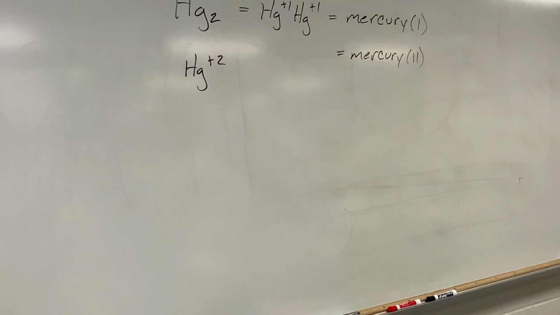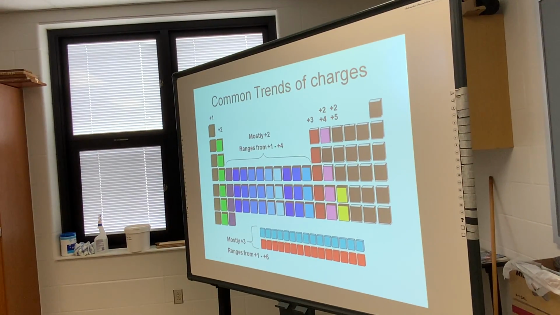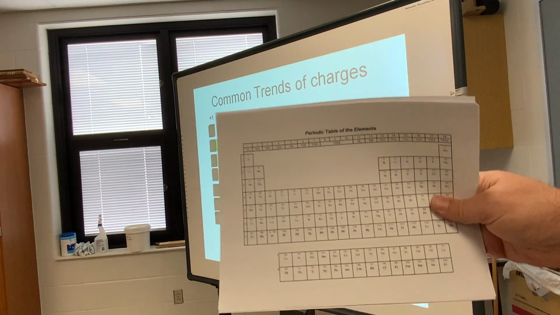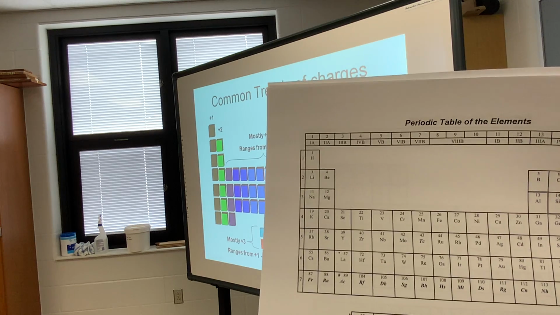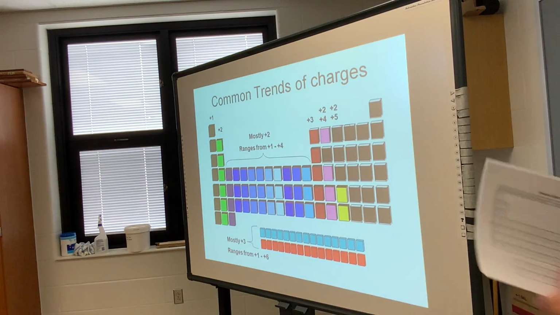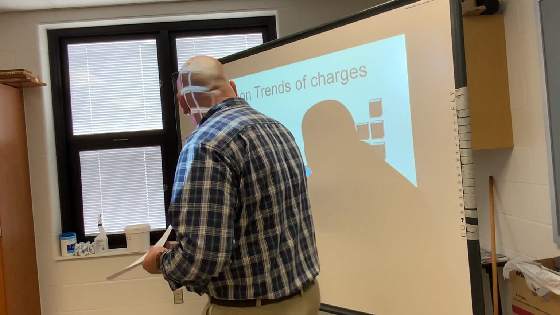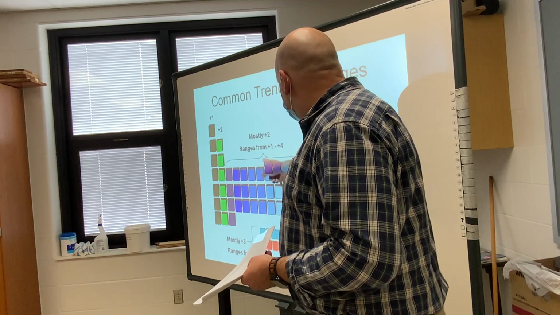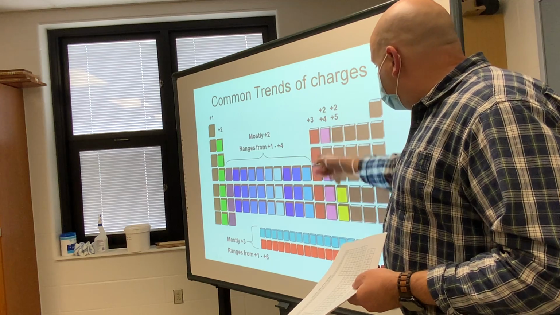Now, on that periodic table I gave to you, that blank periodic table, what I'd like for you to do is copy this down. You can see here, on this blank periodic table, I took out the mass numbers, just so it saves you a little bit of space. All this is group 1. All these are group 2. 3 through 12 is mostly +2, but can range from +1 through +4. Group 13 is +3.